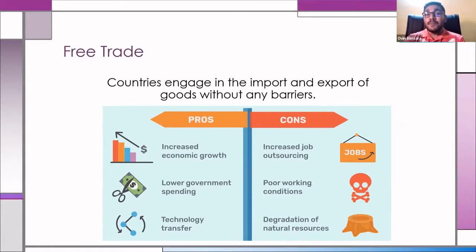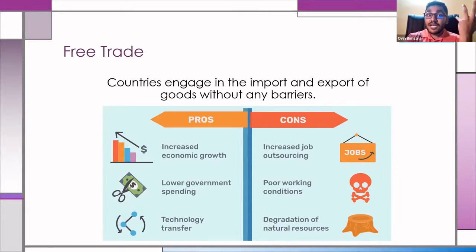Lower government spending. If you want to restrict the foreign trade, the government has to spend on it in different ways. But if you just let free trade happen without any interference, your expenditure will be saved. The government expenditure will be saved. Technology transfer.